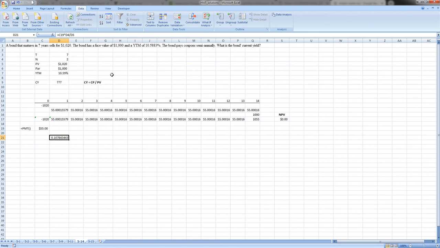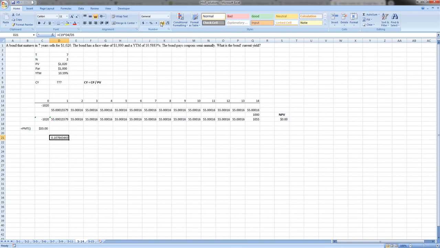So what this is telling us is that if we bought this bond, the bond would have a current yield of 10.78%.